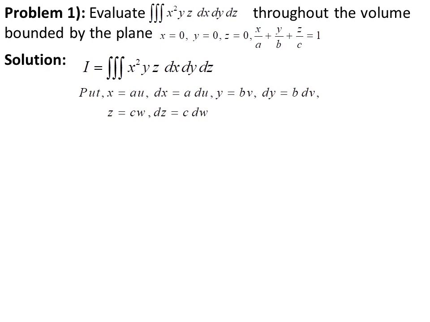So substitute x is equal to au, dx is equal to a into du, y is equal to bv, and dy is equal to b into dv. Similarly, substitute z is equal to cw and dz is equal to c into dw. Now why are we making this substitution? As we are using the Dirichlet theorem and the integrand is in standard format.